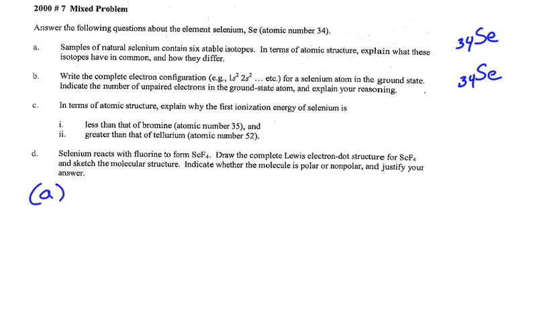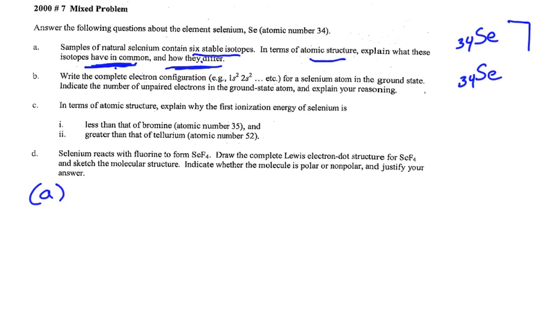In part A of 2000, they want to know why selenium has 6 stable isotopes. In terms of atomic structure, explain what these isotopes have in common and how they are different. So when we're doing this, we don't want to miss this. When they say you've got to explain what they have in common and how they're different, you need to hit both parts of that. It's really easy to only talk about the different part, but they're implying that there's a grading point for each one of them, so let's make sure that we don't miss them.